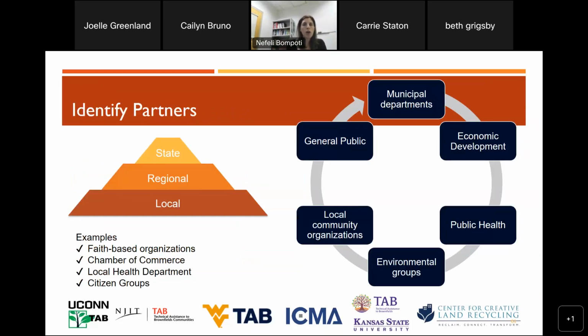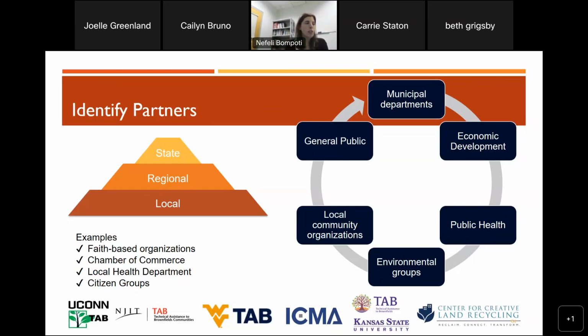So when we talk about project involvement and bringing together different partners, you have to look at different levels: the local level, the regional level, the state level, and engage, for example, different stakeholders. It could be from the municipal departments, economic development, public health, environmental groups that you might have in the community, any local community organizations. So that is really important. And of course, it goes to the general public.